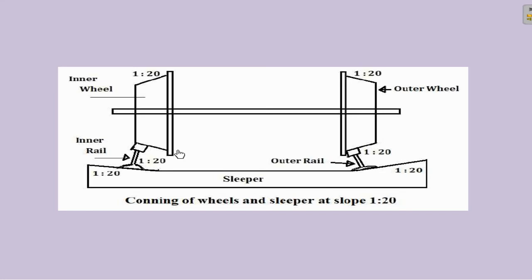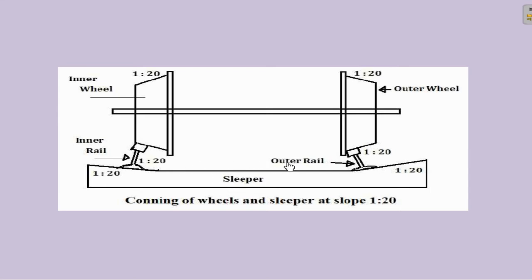Now, what is the proper arrangement in the rail? Here you can see that it is the sleeper. In the previous figure I have shown you the sleeper is in a straight line. But in the actual scenario, it is not in a straight line.